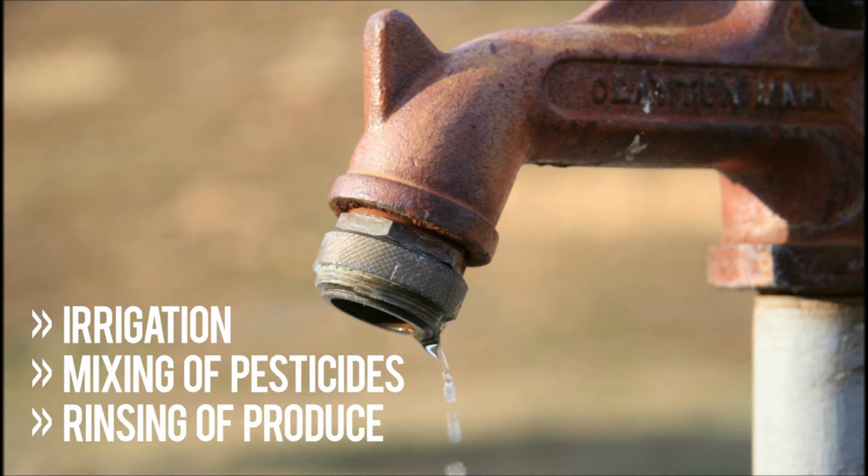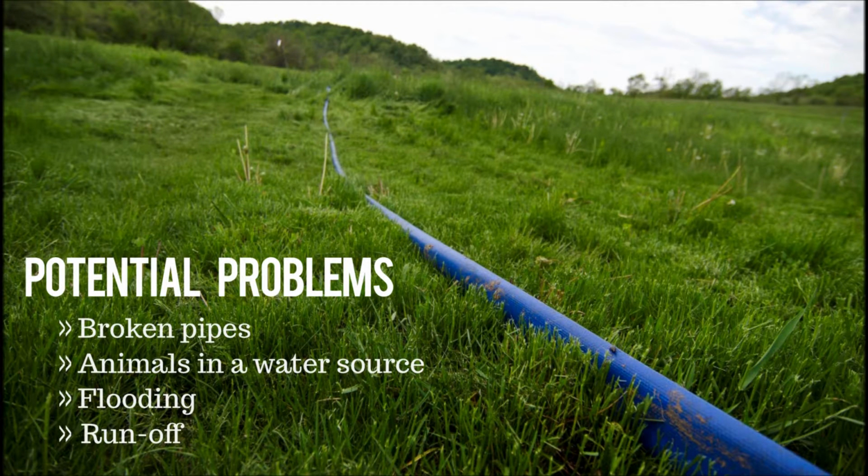Common water-related farming practices that can pose a risk to your produce include irrigation, mixing of pesticides, and the rinsing of produce. Possible problems in an irrigation system can include broken pipes, animals in a water source, flooding, and runoff.